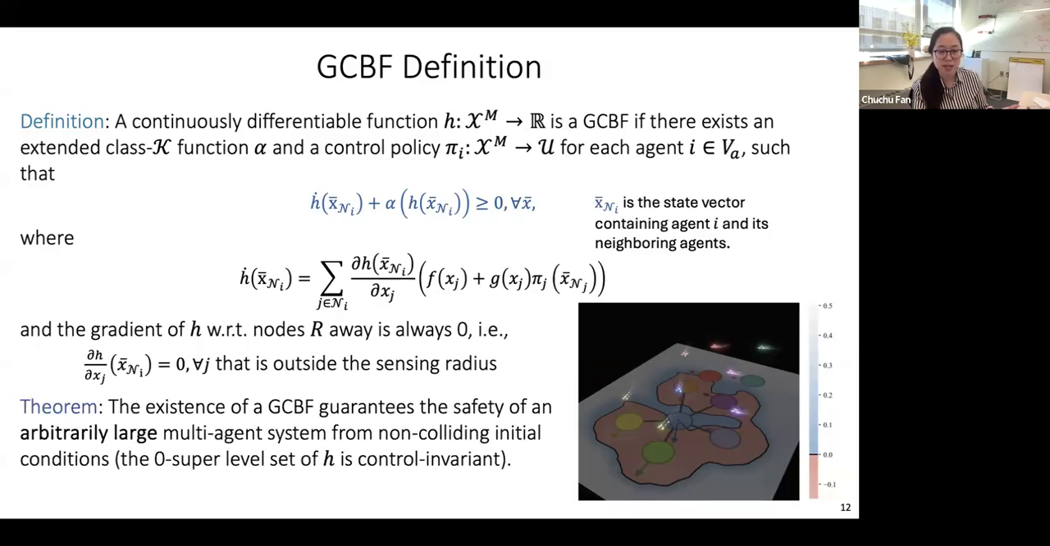So basically, we have proved the theorem saying the existence of a GCBF will guarantee the safety of an arbitrarily large multi-agent system from a non-colliding initial condition. This arbitrary thing is really important here from the generalizability perspective. What this is saying is, although I have a multi-agent system, all I need to do is make sure each agent has my GCBF condition holding, and as long as each agent satisfies this, overall, we can construct a safety proof for the entire multi-agent system, but I do not have to have that central CBF for the entire system.